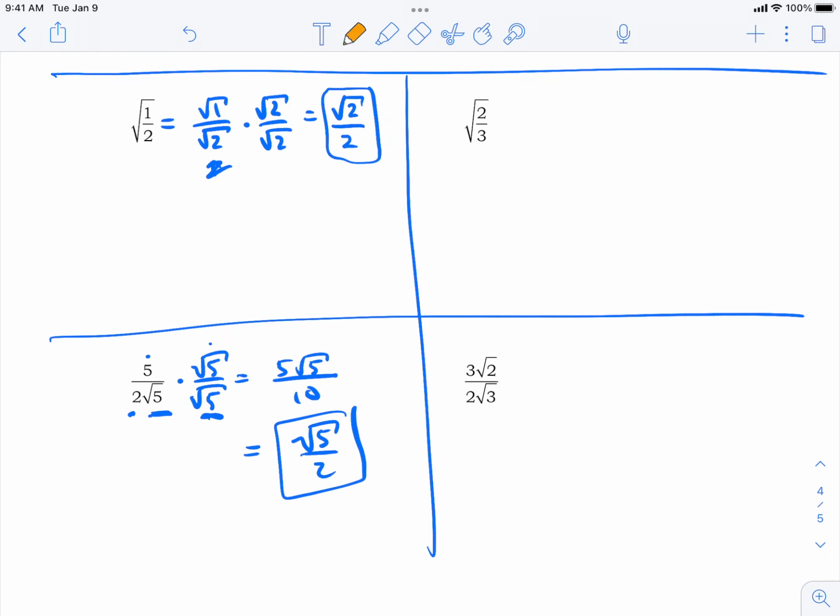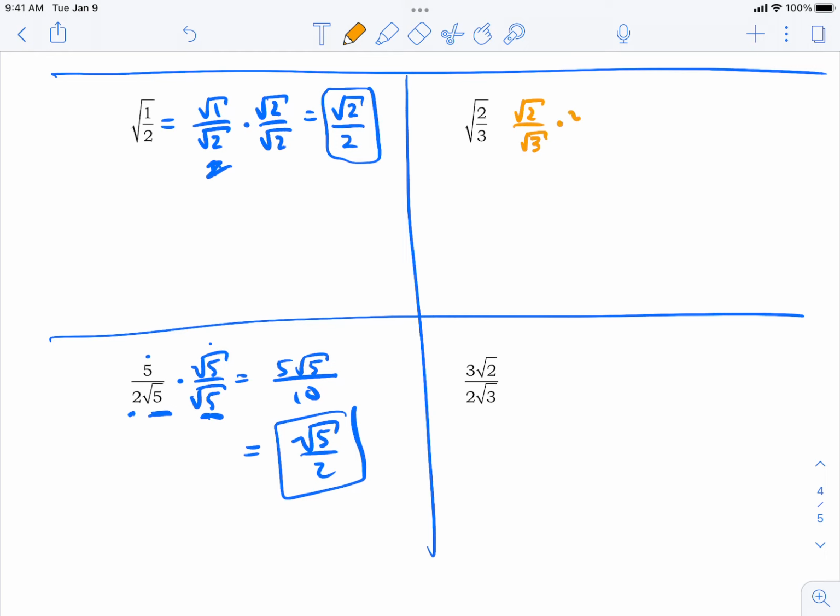This one. Well, again, I can think of it this way. Doesn't necessarily have to be your first step, but this is how you're thinking about it. You're thinking about this as there's a radical 3 in my denominator, and I don't like that. So I'm going to multiply top and bottom by radical 3. On the top, radical 2 times radical 3 is radical 6. On the bottom, radical 3 times radical 3 is regular 3. There she blows.